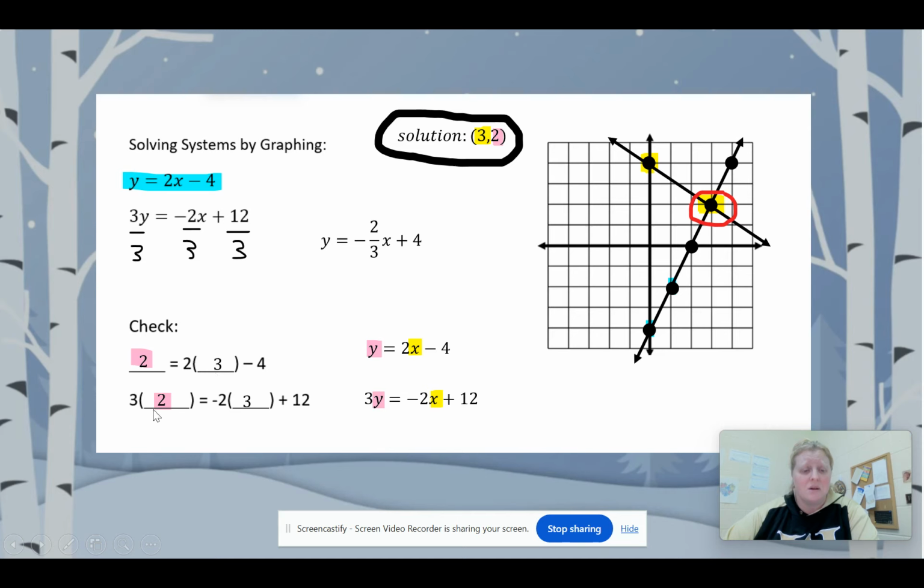on both sides. Over here, if I do -2 times 3, that's -6, and then add 12, I get 6. 3 times 2 is also 6. So it checks out on both sides. That's what a solution does. It gives you the same thing on both sides.